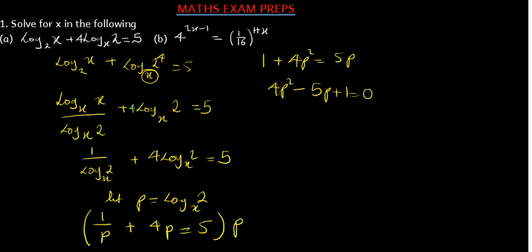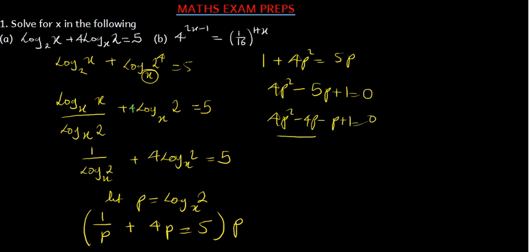Now this time I'm going to look for a product and the sum. The product is when we multiply this and this, the product is 4 and the sum is negative 5. So what two numbers can we multiply to give us 4? If we add them, they give us a negative 5, and you know that that should be negative 4 and negative 1. So this will be 4p squared minus 4p minus p plus 1 is equal to 0.